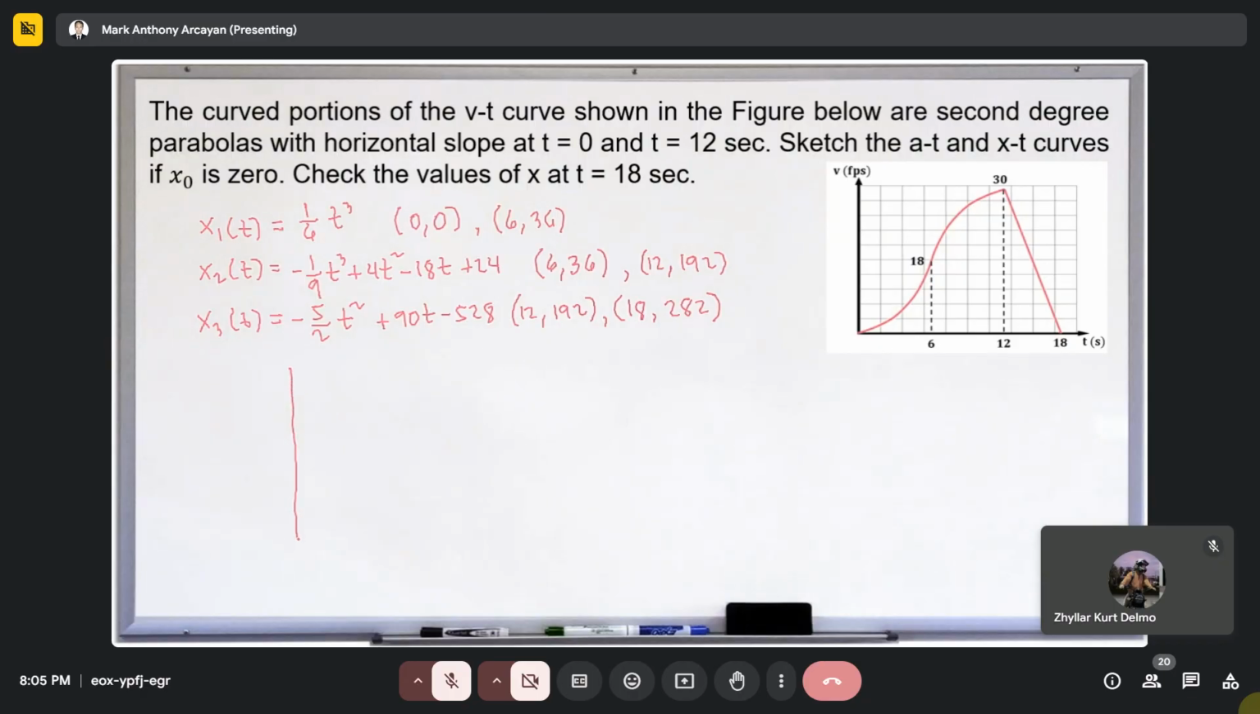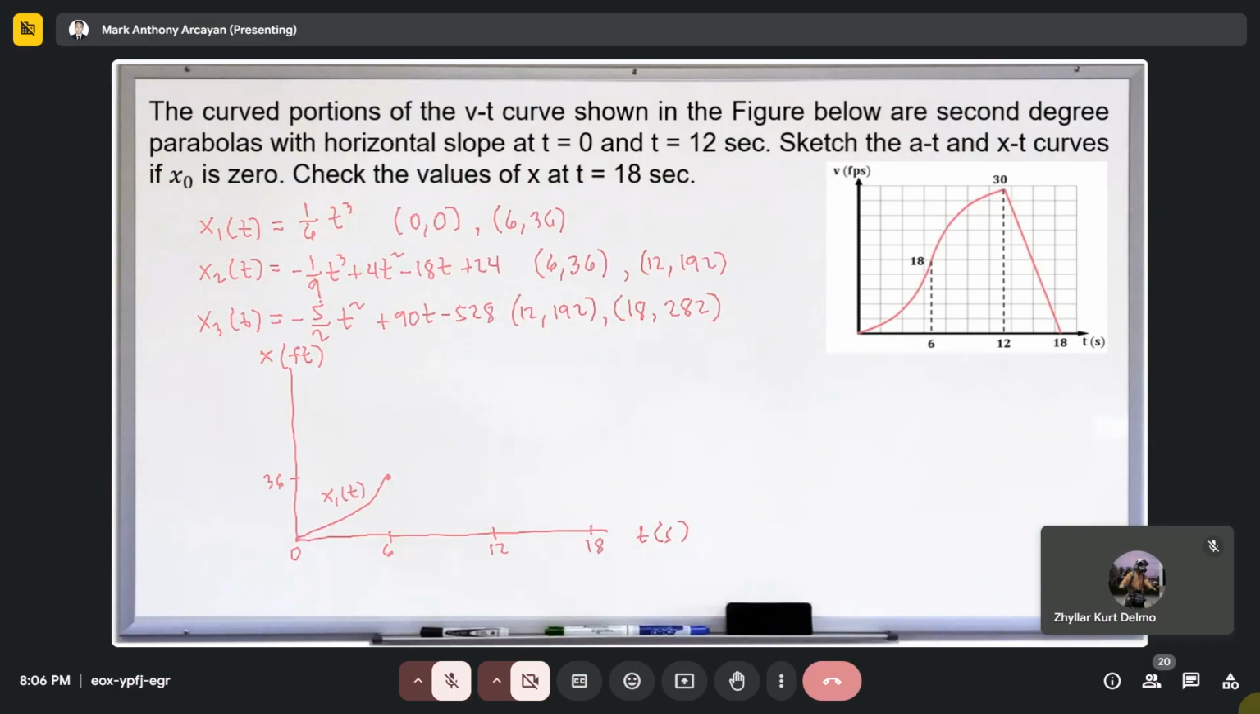Okay, let's generate the x-t curve. So x in feet, then time in seconds. Then we make three partitions: 0, 6, 12, and 18. Starting with x₁, from 0, at t equal to 6 we have 36. Say, this is the 36 point. And since we have a positive t³, it will look like this, increasing in this manner. This is our x₁(t).